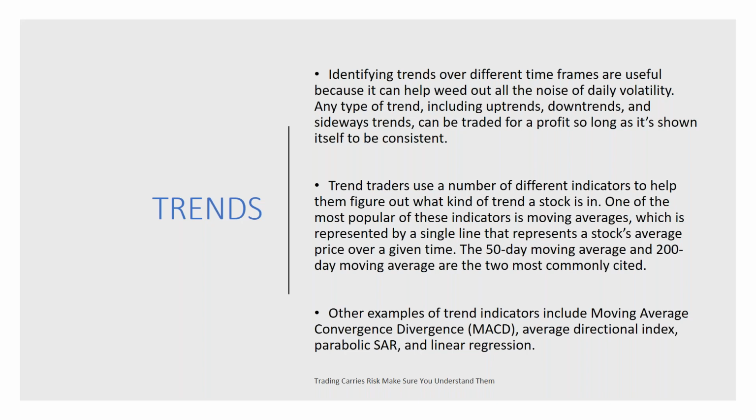One of the most popular indicators is moving averages, which is represented by a single line that represents an asset's average price over a given period of time. A 50-day moving average or a 200-day moving average are the most commonly cited.